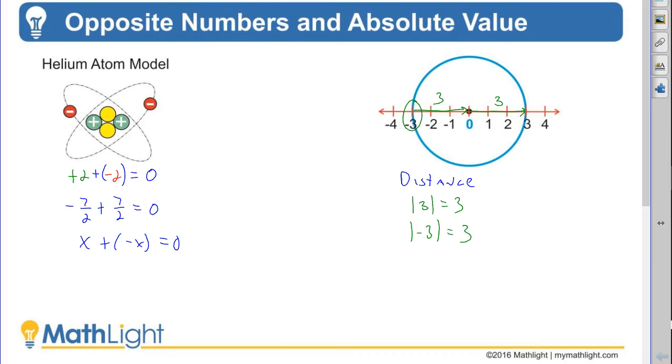So when you think of absolute value, you have to think about the distance a number is away from 0, and that's how you end up with the positive value. So remember, distance is always positive. Hey, that's opposite numbers. That's absolute value.